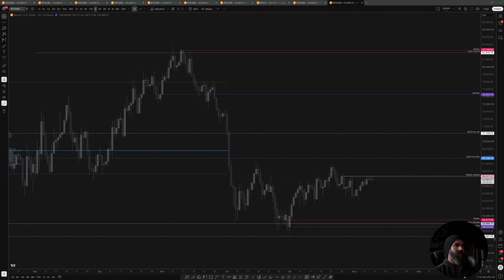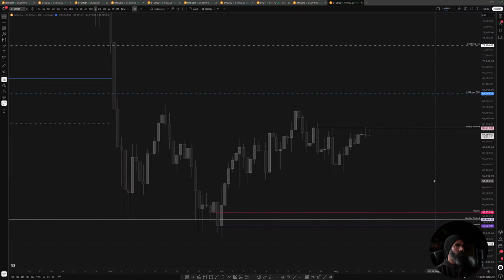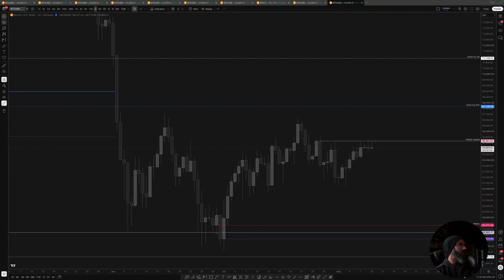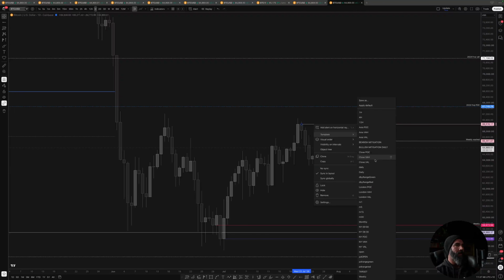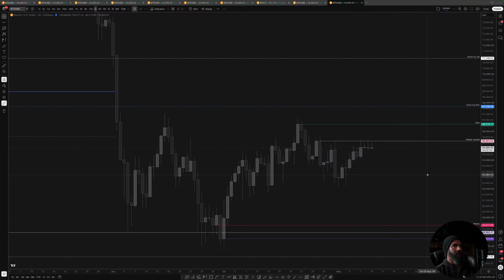So let's have a little bit of a look at zooming in and have a look at our main naked levels at the moment. So we've got this daily level up here. When it's daily, I'm just not going to have any annotations. It means it's a naked level. We've got this level down here, but because it's washed, I'm not going to use it. I'm not really interested in that level down there.